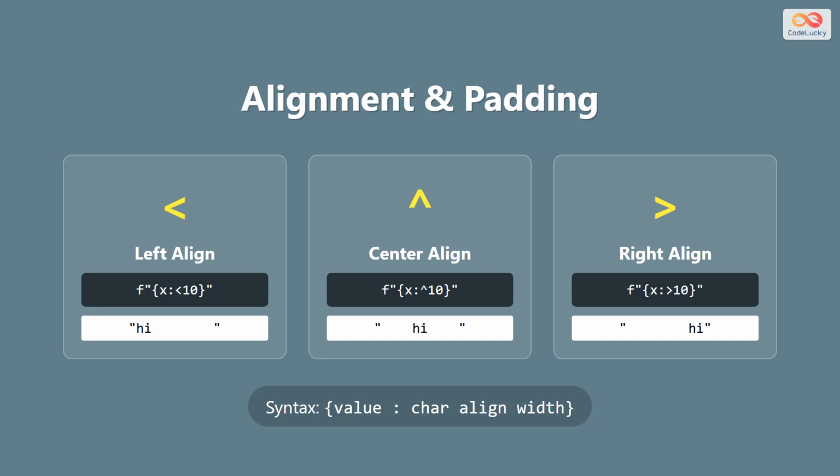Creating tables or aligning text is straightforward. You can use the less than, greater than, or caret symbols to align text to the left, right, or center, and even specify padding width.